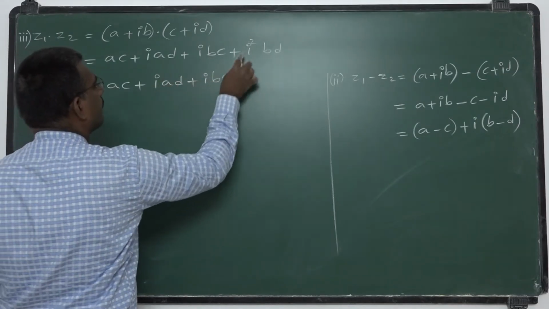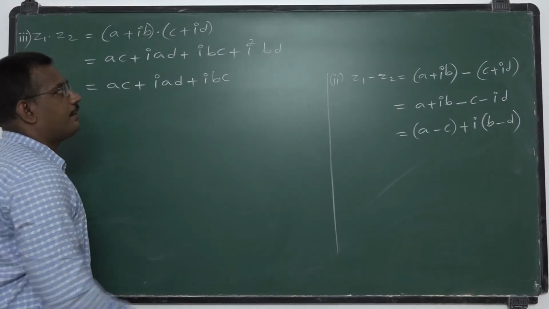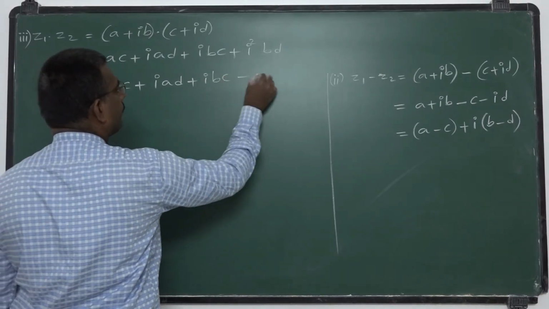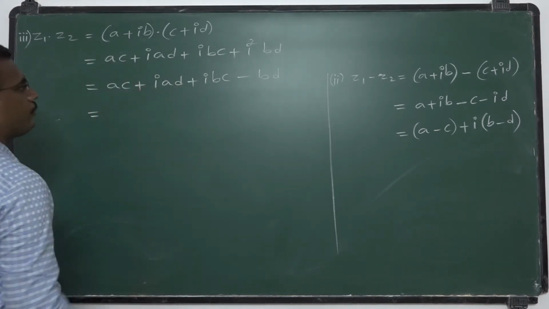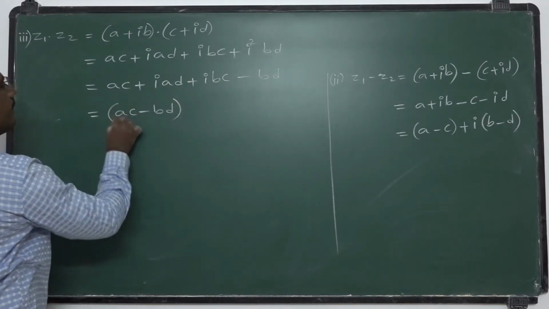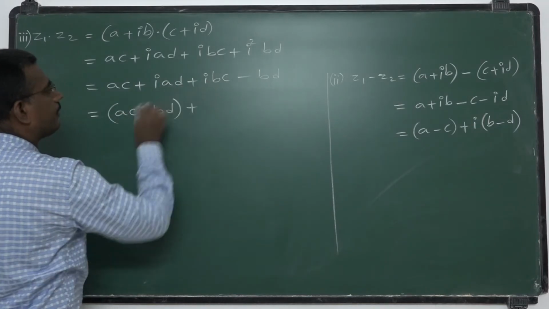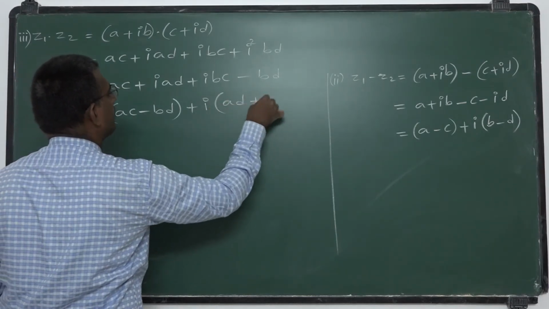So i square is equal to minus 1. Already we discussed i is equal to root of minus 1 and i square is minus 1, therefore minus bd. So write the real parts at one place, ac minus bd, and taking i in common from the imaginary terms, ad plus bc.